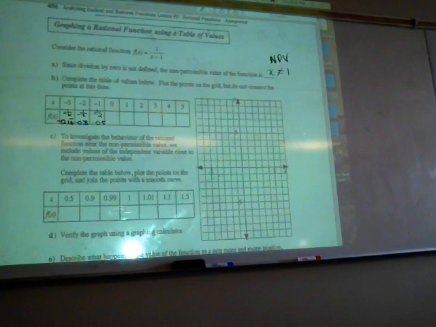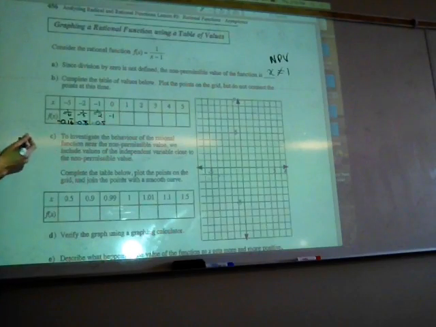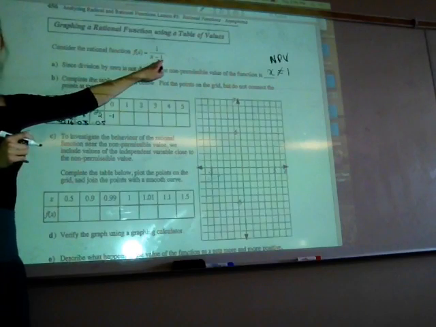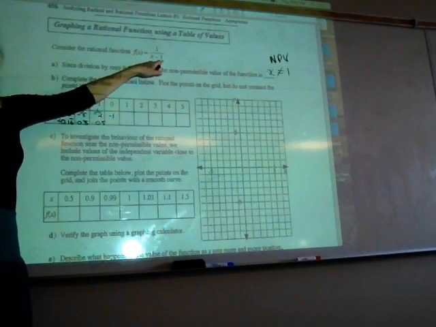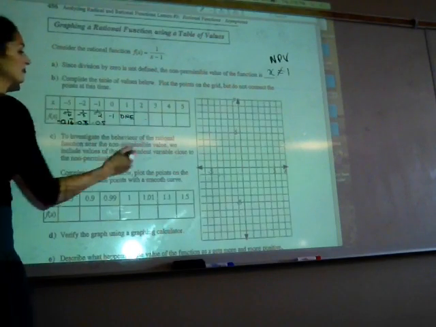If we plug in 0, we get 1 over negative 1, so just negative 1. And what happens when we plug 1 into the x? We get 0, which we can't divide by. So the function will be undefined here. It does not exist.